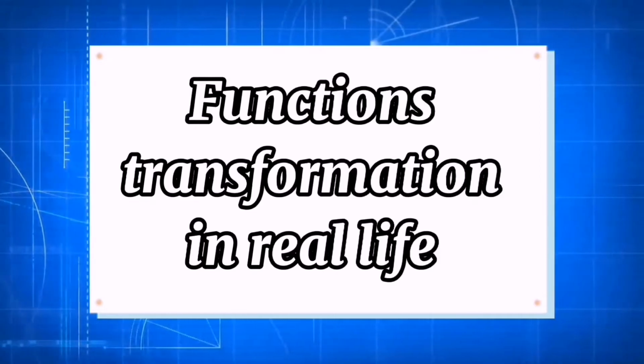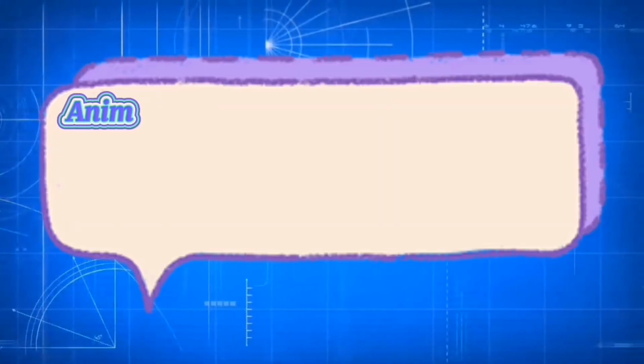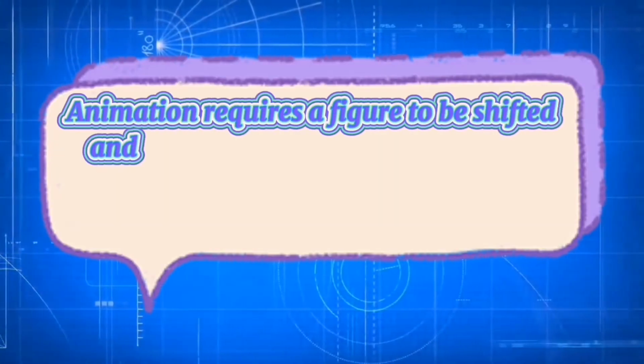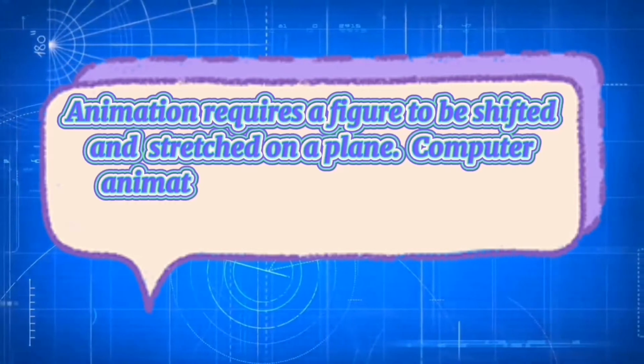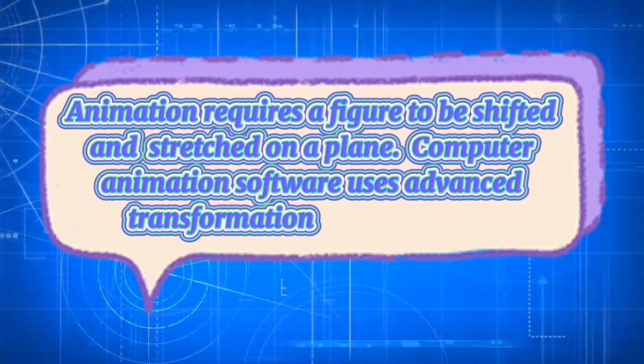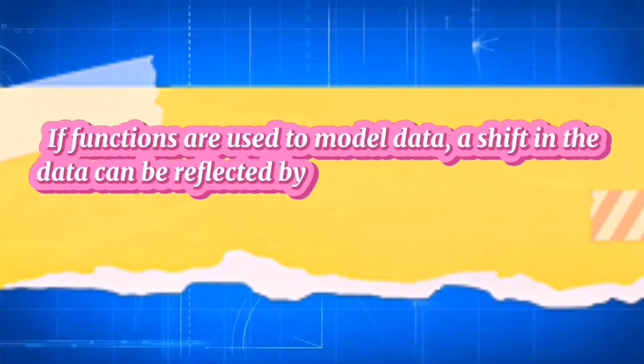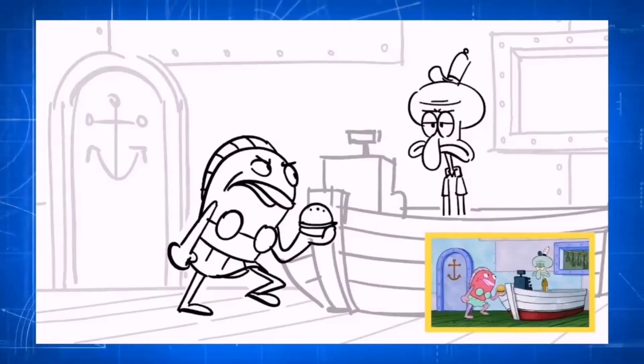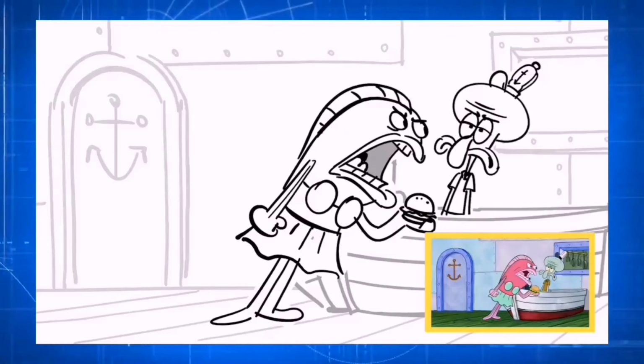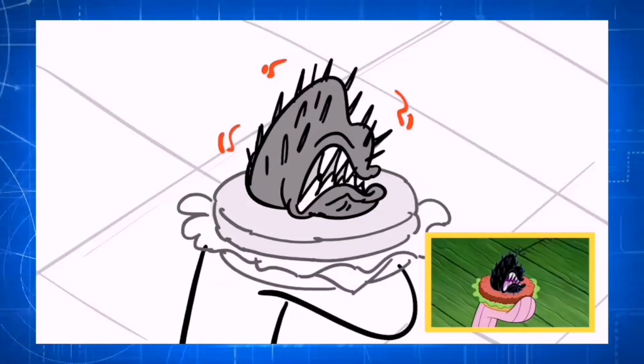Function transformation in real life. Animation requires a figure to be shifted and stretched on a plane. Computer animation software uses advanced transformations to achieve this. If functions are used to model data, a shift in the data can be reflected by a function transformation. So this is an example of animation that uses the function transformation concept.